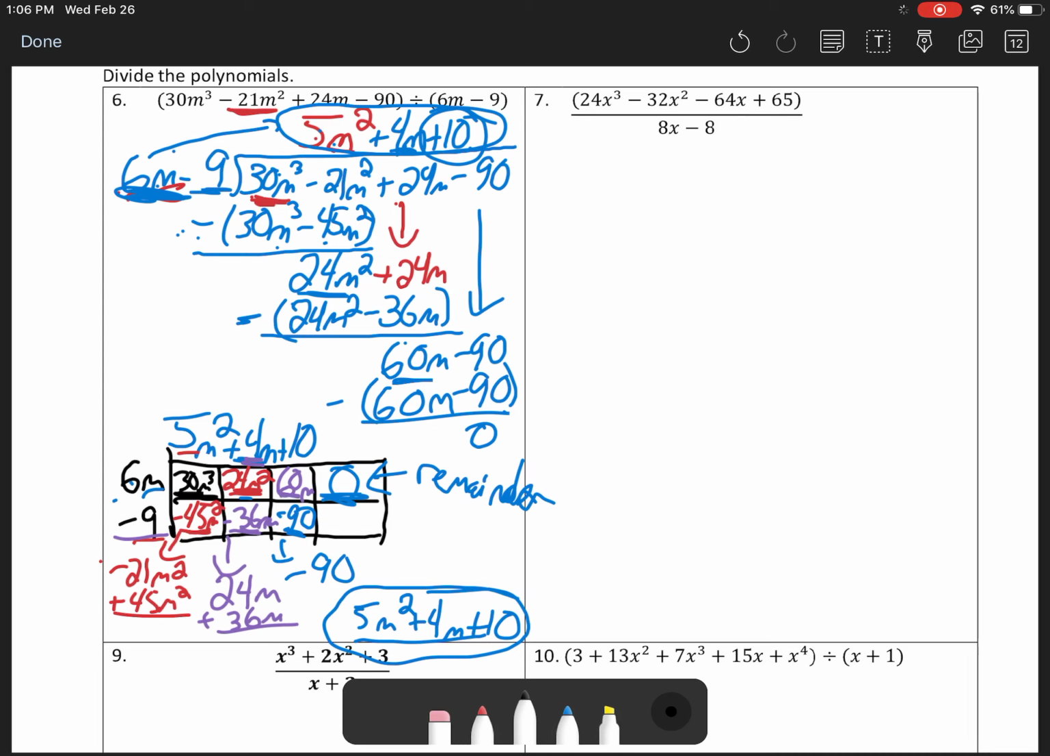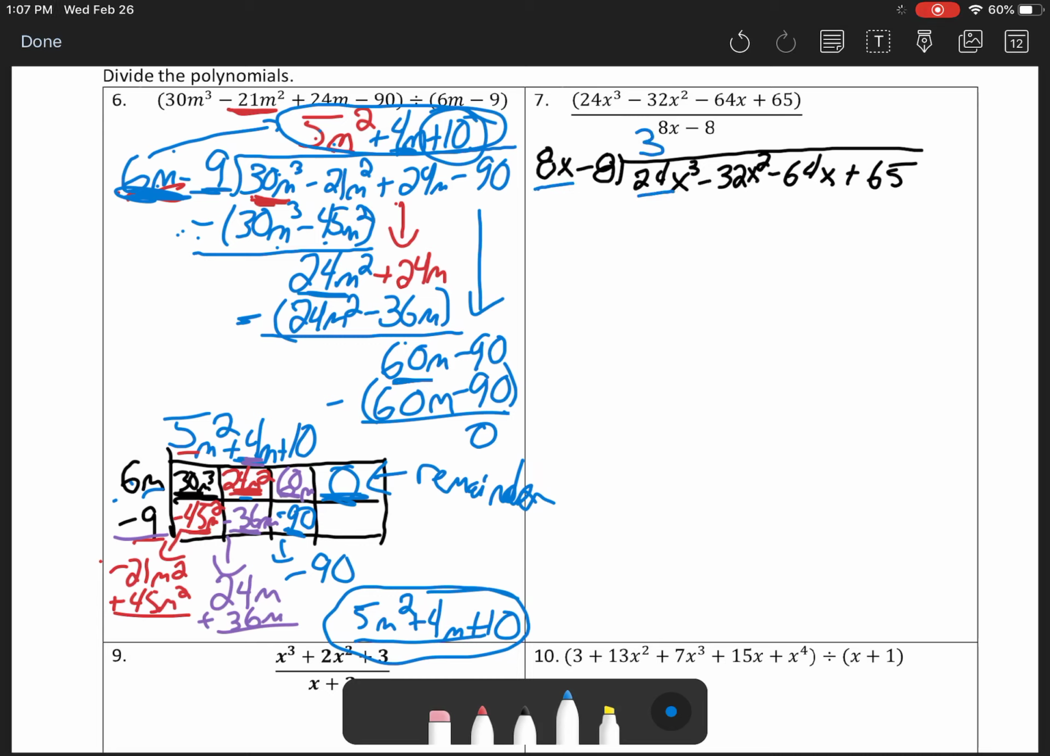Still the same thing with your division. I'm going to do the long division method and I'm going to do the box method. So first off, this is 8x minus 8 on the outside. And on the inside, I have my 24x cubed minus 32x squared minus 64x plus 65. So we go through. 8 goes into 24 3 times. X times x squared is x cubed.